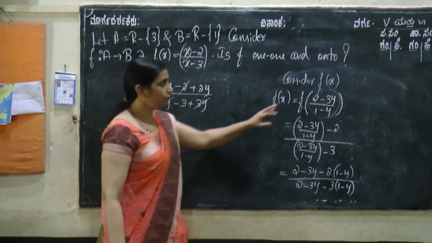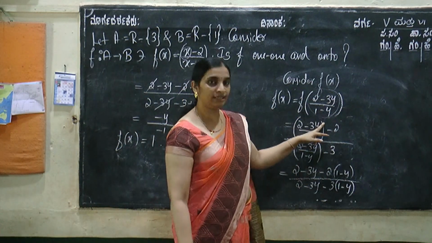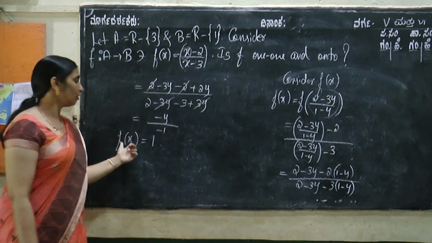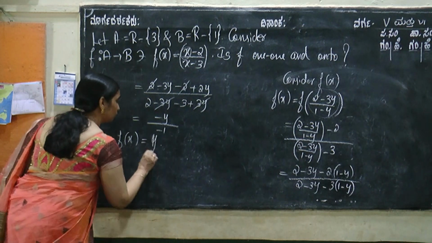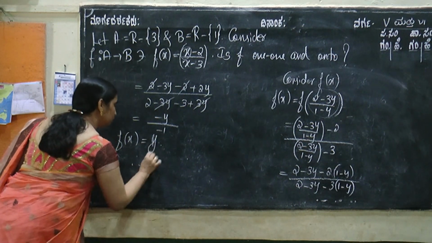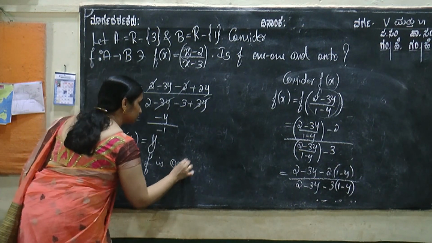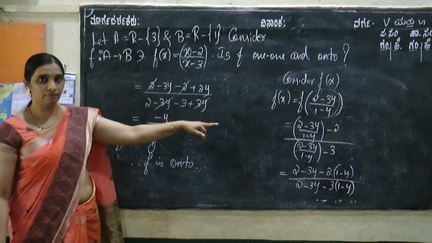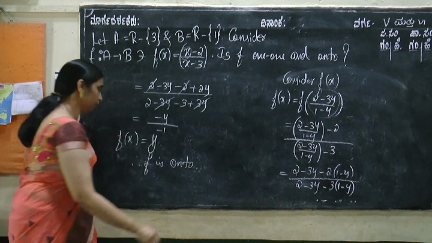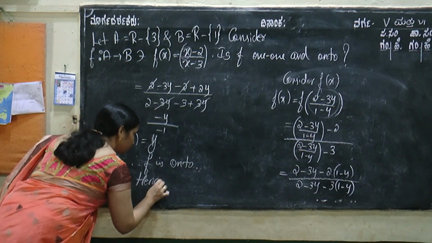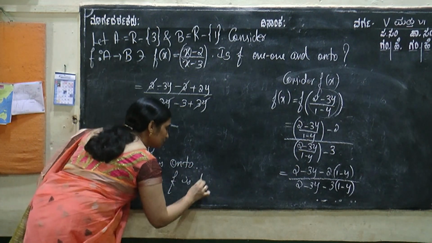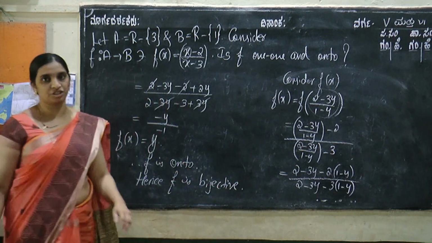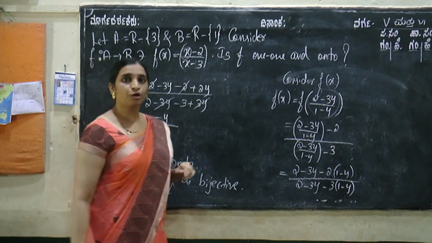So that value of x, that is 2 minus 3y divided by 1 minus y, satisfies the condition f of x is equal to y. Therefore, f is onto. The function is both 1-1 and onto. Hence, we may conclude f is bijective. This is for today's class.